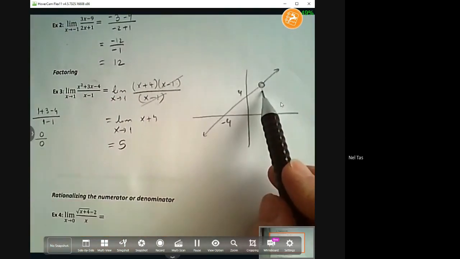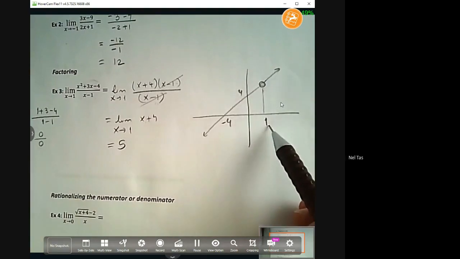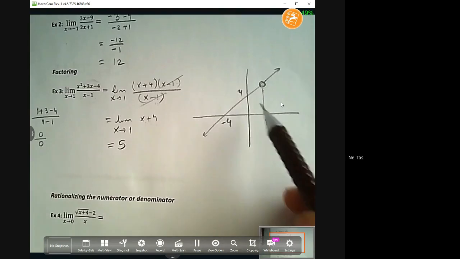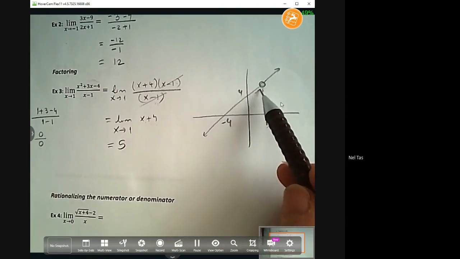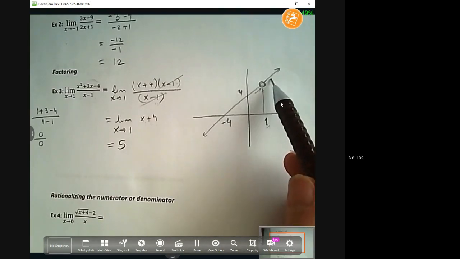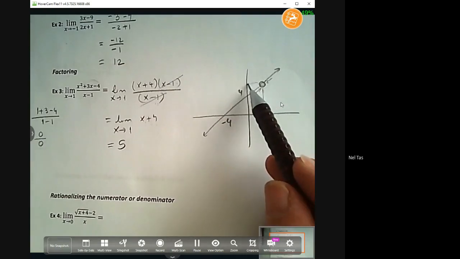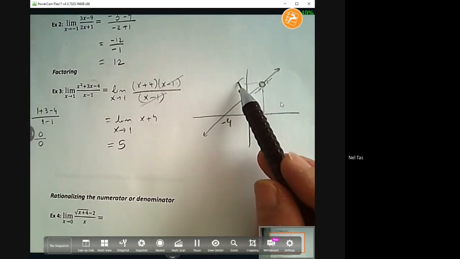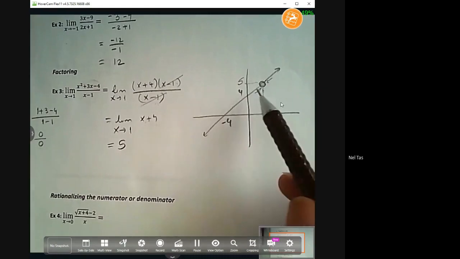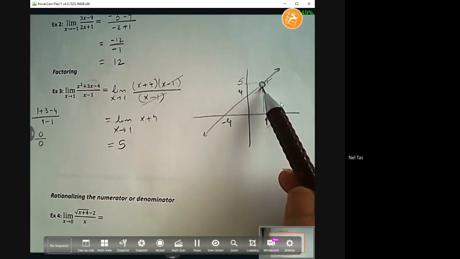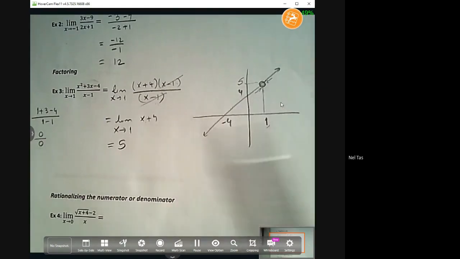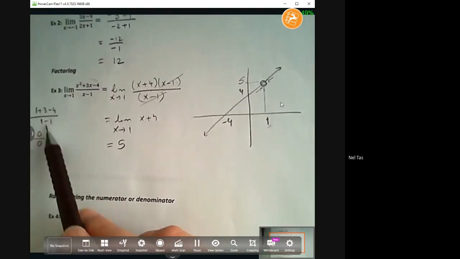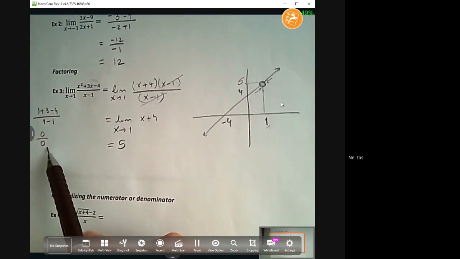Means the function is undefined when x is equal to 1. However, the limit exists. You look at from left, you look at from right, the limit is here, which is 5. But the value of the function itself does not exist. That is the reason when you sub in, you get 0 over 0, which is undefined.